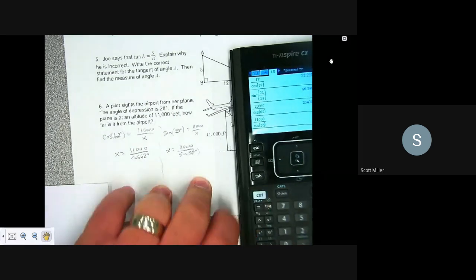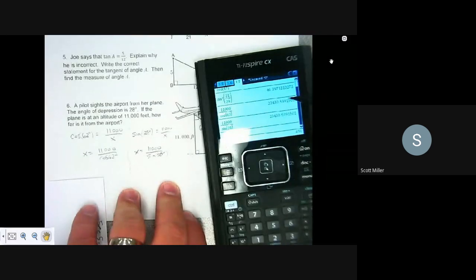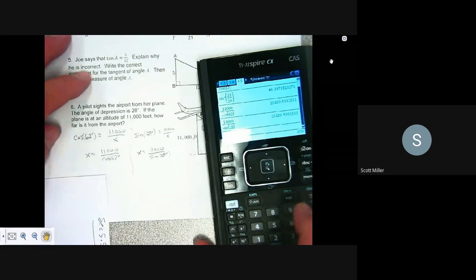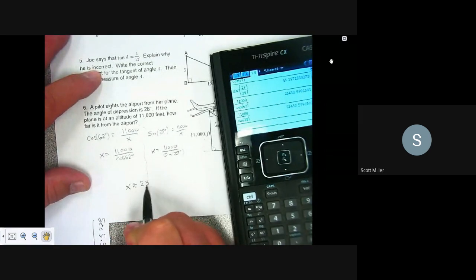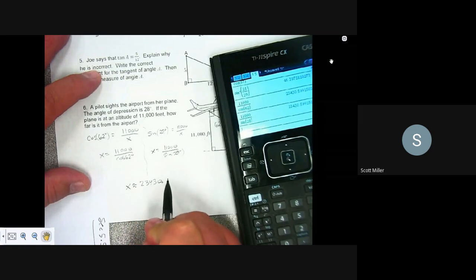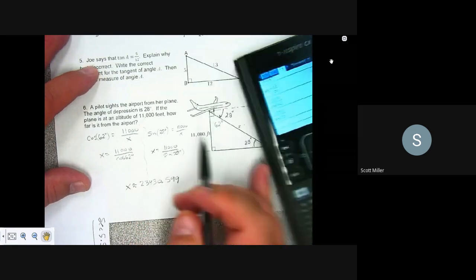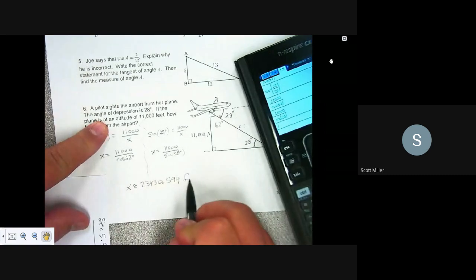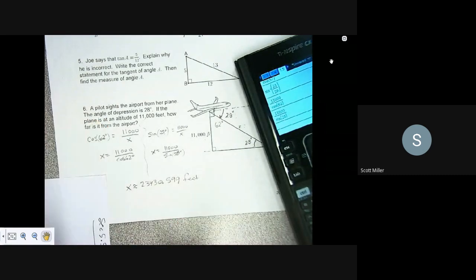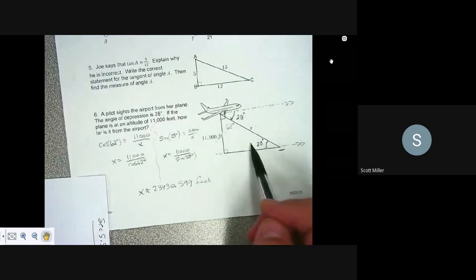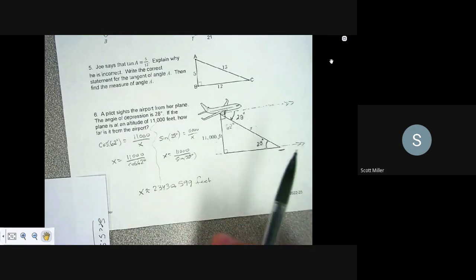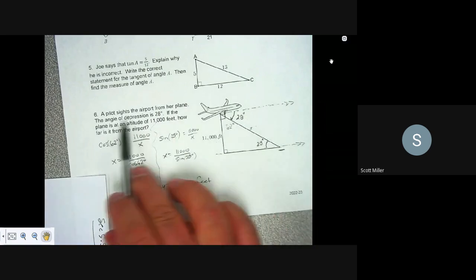And then we hit Control and Enter, and you'll notice it's exactly the same answer. Okay? So you can use any angle you want to make that work. And so X is approximately 23,430.599, and our measurement length is in feet. So that's how that works. And you can see that any one of the two angles will give us the same answer as long as you use the proper trig ratio. That's how angle of depression works.